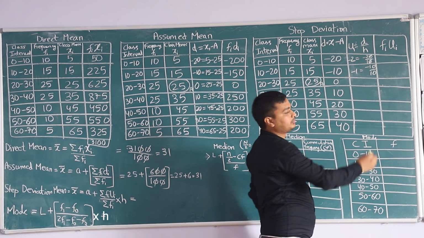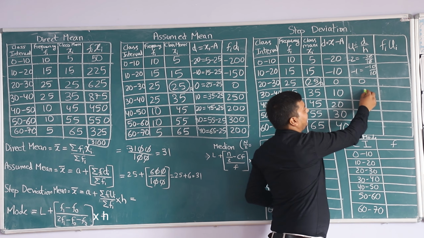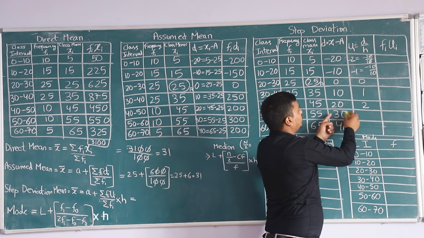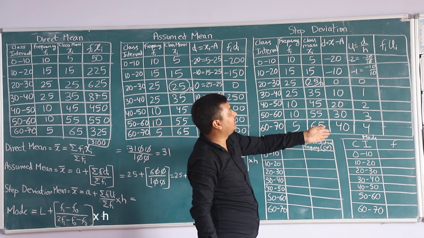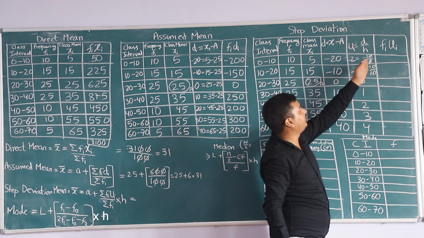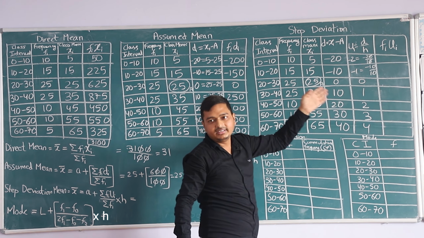0 by 10, 0. 10 by 10, 1. 20 by 10, 2. 30 by 10, 3. 40 by 10, 4. Up to here clear everyone? How did I find it over here? Okay, very good. Next column is the fiui.